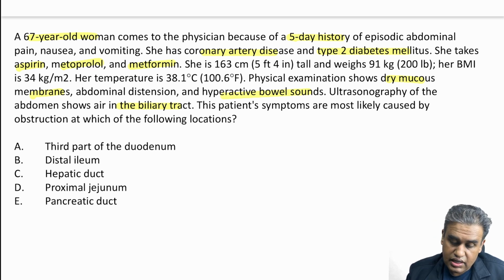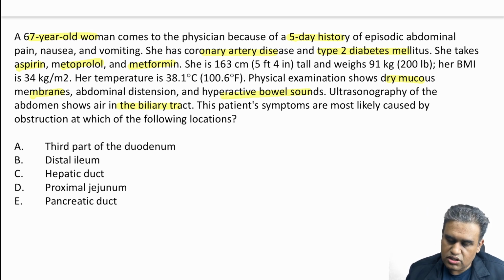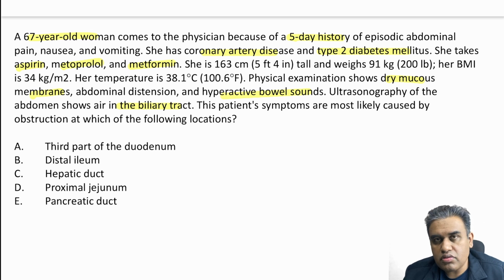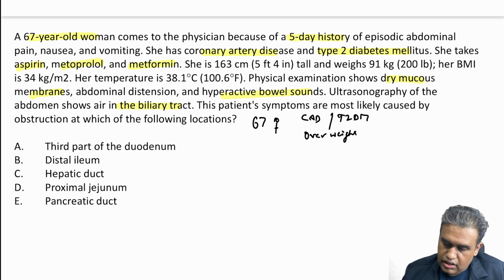Beautiful question. Let me tell you, a similar question was recently asked in NEET PG or INI-CET. Now look at the patient over here. This patient has so many comorbid conditions: a 67-year-old female having coronary artery disease, having type 2 DM, taking all those drugs, and obviously overweight, or you can say on the obese side. Episodic abdominal pain, nausea, and vomiting. So there is some problem in the abdomen. That is why we have placed this question under the abdomen part, right?